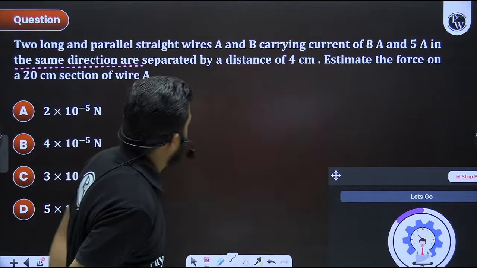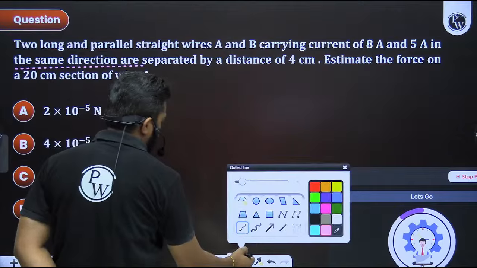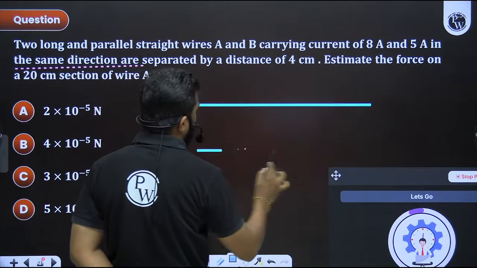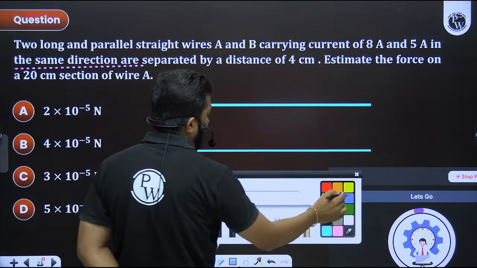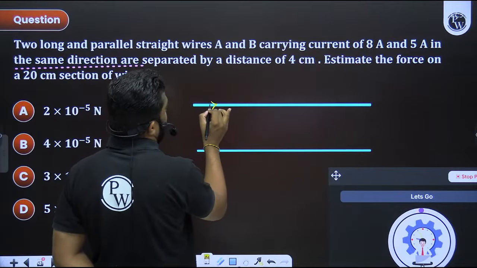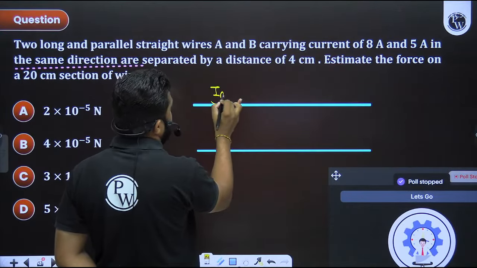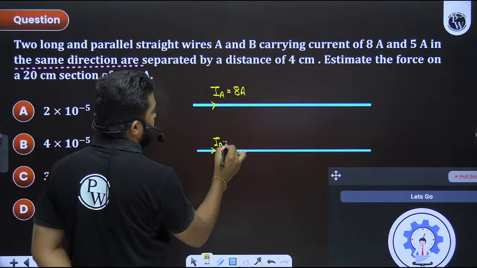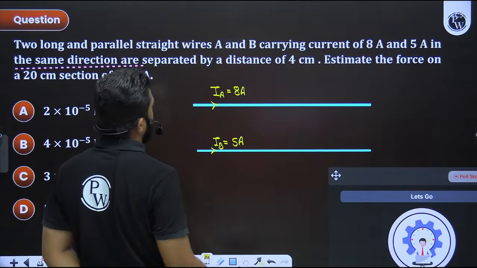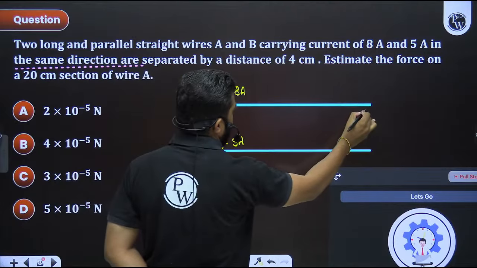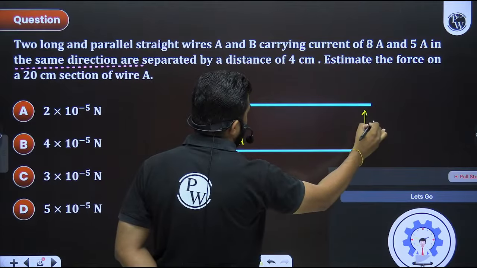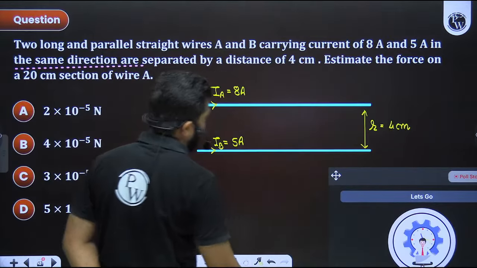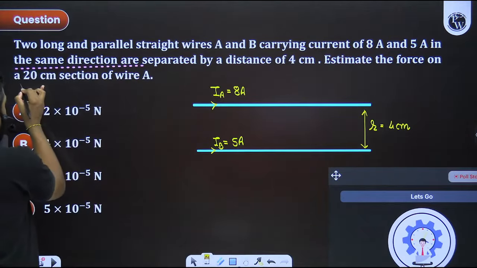Okay, so let's begin with the given data. They say there are two parallel wires, and the current flowing through the first wire, IA, is equal to 8 ampere, and another wire B, IB, has the value of 5 ampere. They also give the separation distance between the two wires as 4 centimeter. So we take the data as R equal to 4 centimeter, and we have to estimate the force on a 20 centimeter section.